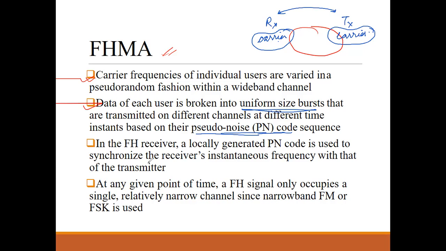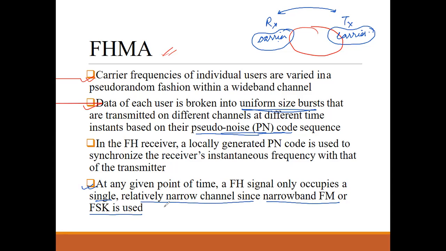In the same way here also, the code that is generated over the transmitter side is also known by the receiver side. Okay, so that the same pseudo noise code sequence gets multiplied with the incoming signal, and it will get demodulated to give the intended message. Okay, so the next point is, at any given point of time, the FH signal only occupies a single relatively narrow channel, since narrow band FM or FSK is used.